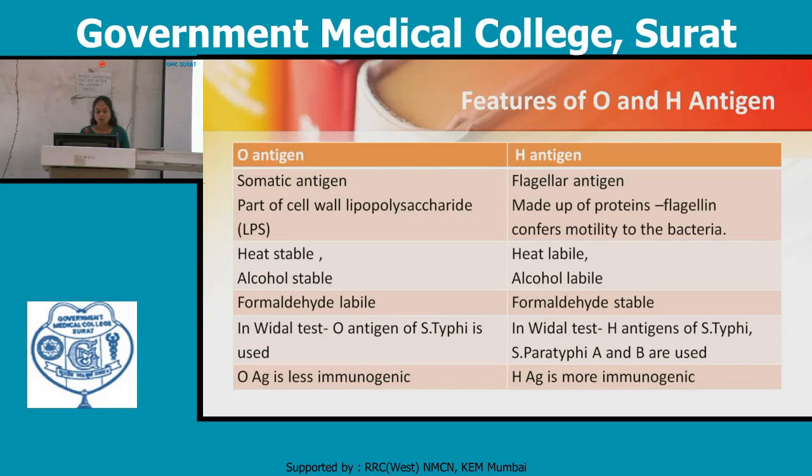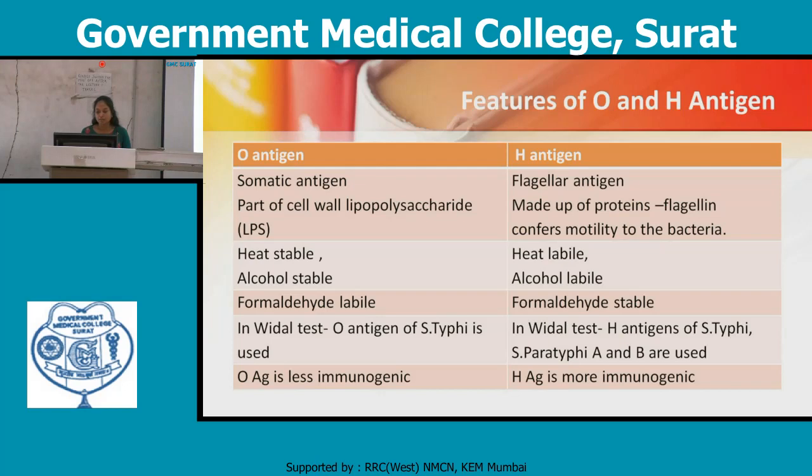O antigen is formaldehyde labile and H antigen is formaldehyde stable. In the Vidal test, the O antigen of S. typhi is used. For the H antigen, the H antigens of S. typhi, paratyphi A and paratyphi B are used.